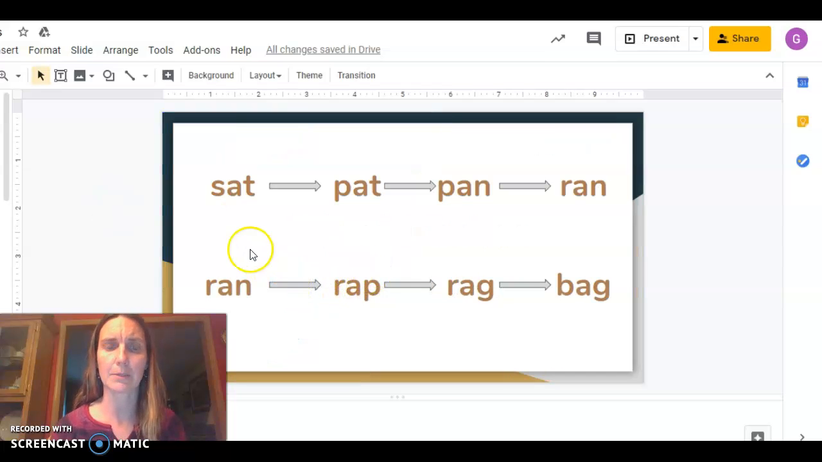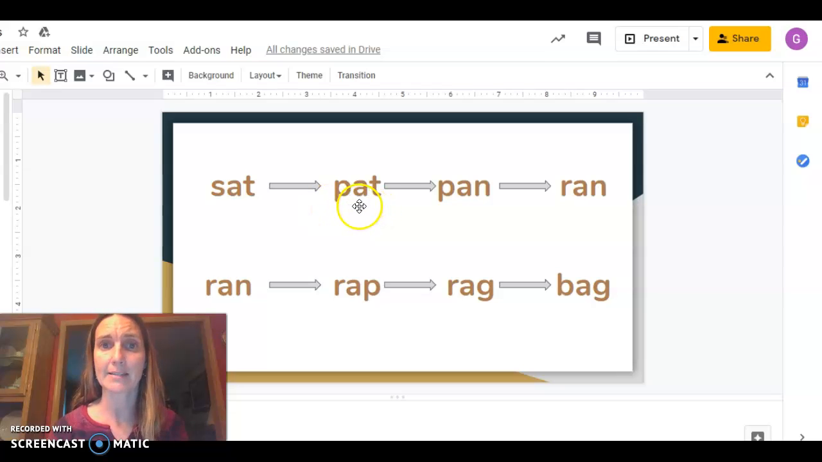Here's a word chain. I'm going to start with the word sat, and I want to take that word and turn it into pat. So I need to think about where that sound change happens. And I hear sat, pat. That sound change is going to happen with the first letter. So we say goodbye to the letter S and hello to the letter P to make the word pat.